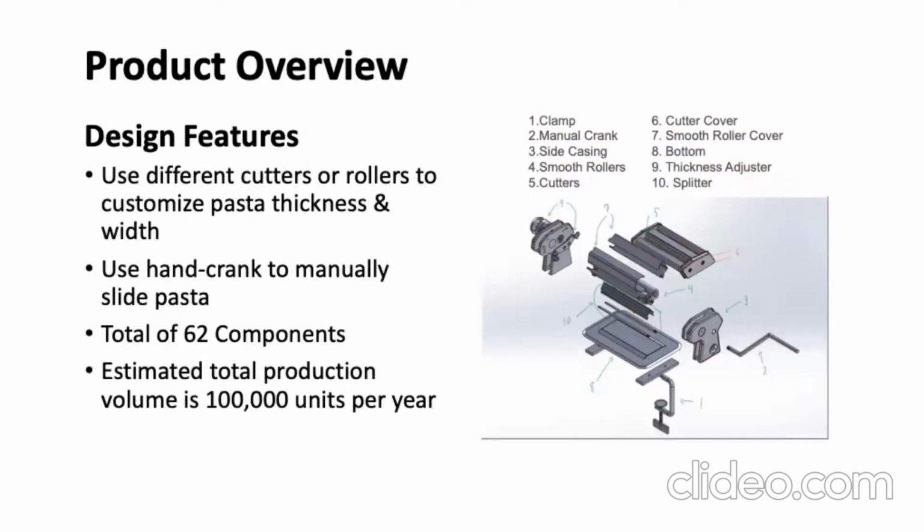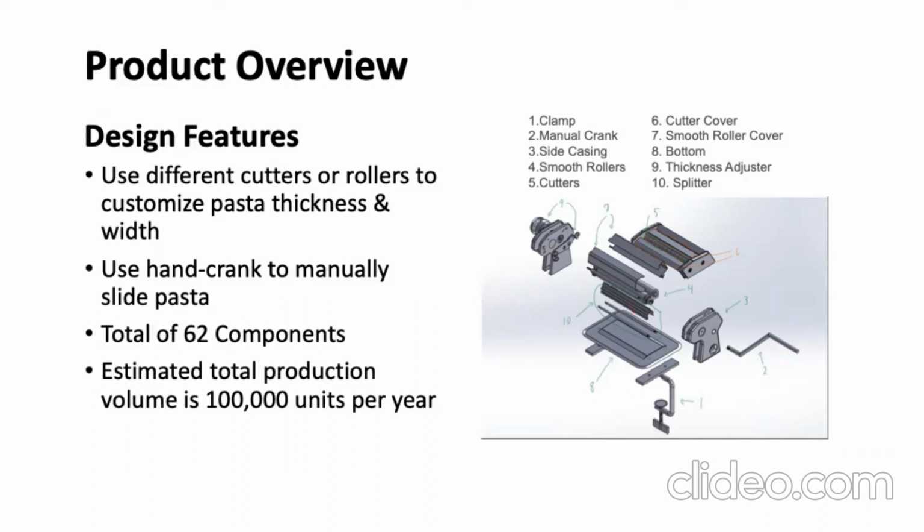Going into some of the design features here, our manual pasta maker uses different cutters or rollers to customize the pasta thickness and width. We utilize a hand crank to manually slide or move the pasta. Ours has a total of 62 components, which is broken down into 10 broader components or parts as shown on the right. We're estimating a total production volume of around 100,000 units per year.